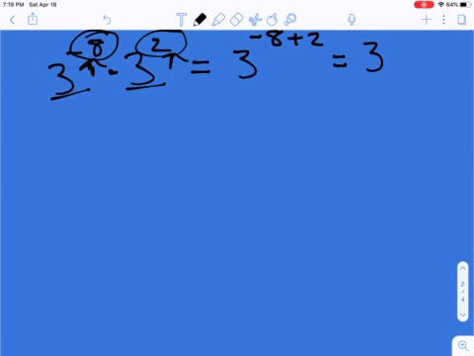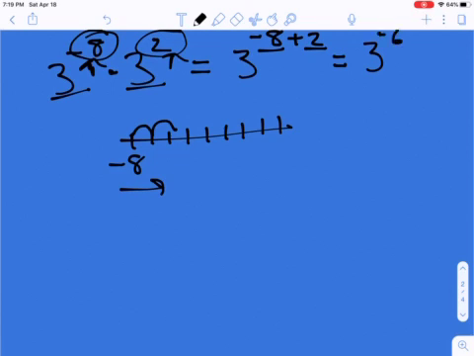I know from adding negative 8 and 2 that it's basically the same as being on a number line, right? If you're at negative 8 right here and you add 2, that means you basically go to the right 2 places. And if you're going this direction and your numbers are negative, it looks like your number is getting smaller, but it's not. It's actually getting bigger. So that would be 3 to the negative 6 power. And then depending on what they're asking you for, you might write that as 1 over 3 to the 6th, or you might just leave it as 3 to the negative 6 power.